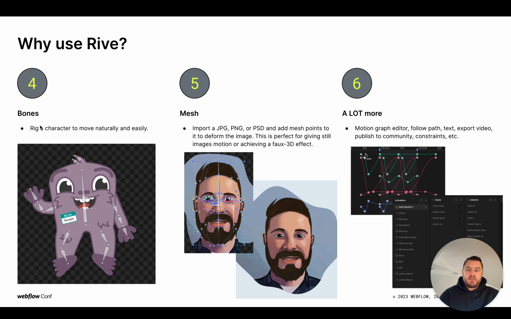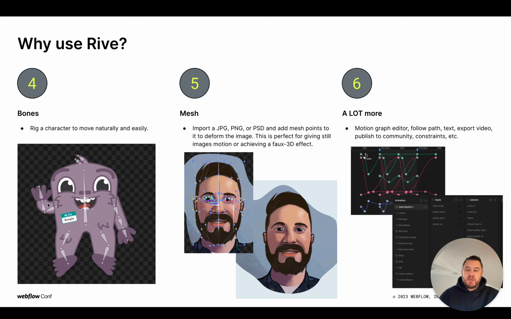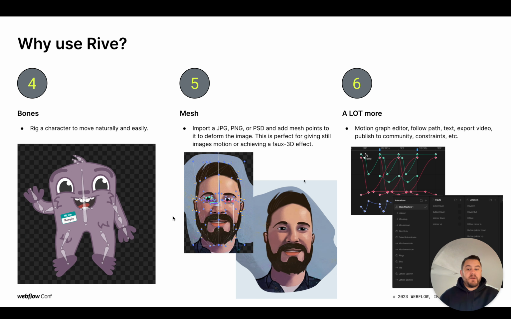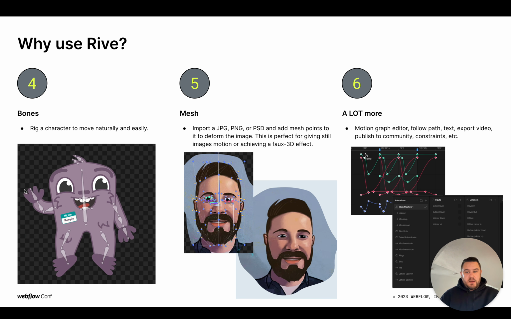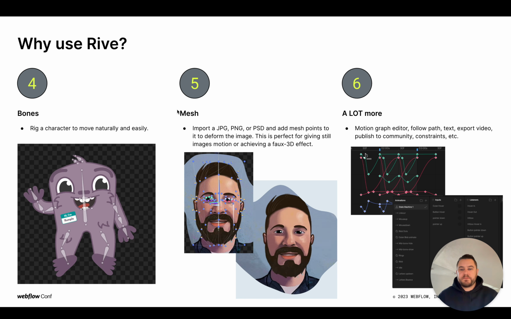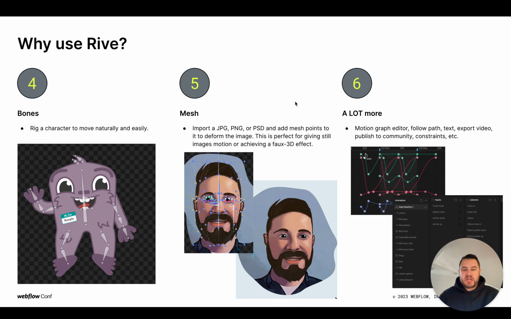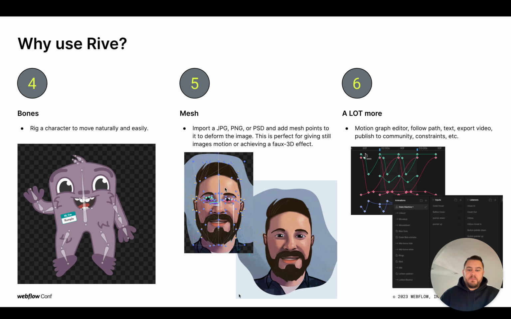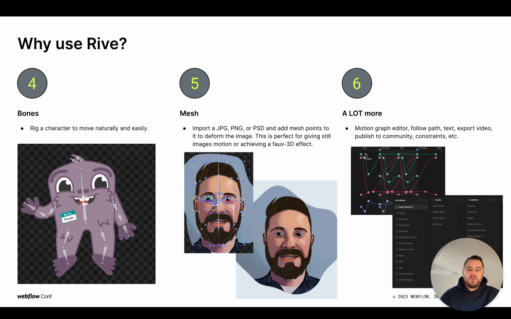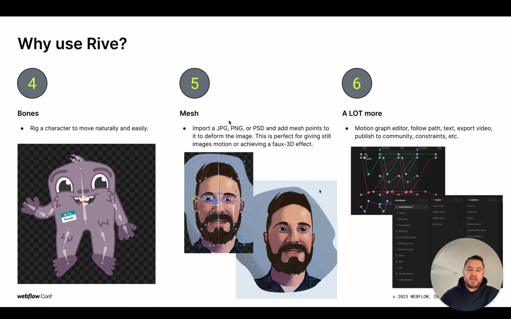In addition to those features, you've got bones, so you can attach bones to vector artwork or bitmap artwork and really control characters in that way, or other types of artwork, but it's especially great for characters. You can import bitmap artwork, especially JPEG, PNG, and PSDs, and add a mesh to them, and then weight the mesh with bones and deform it in a way that creates a really nice faux 3D effect.